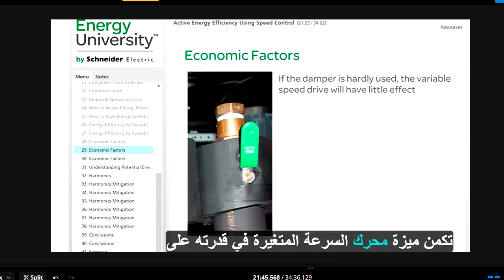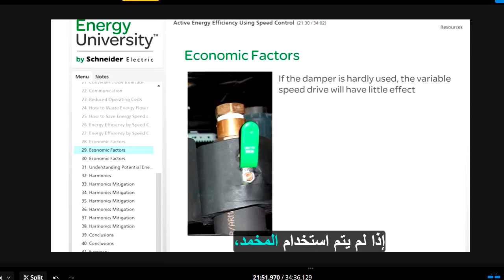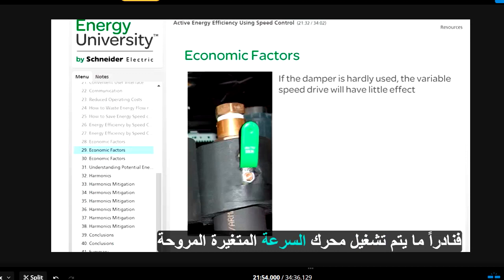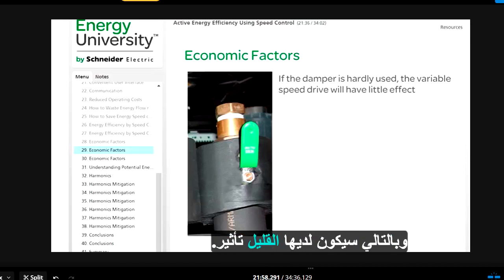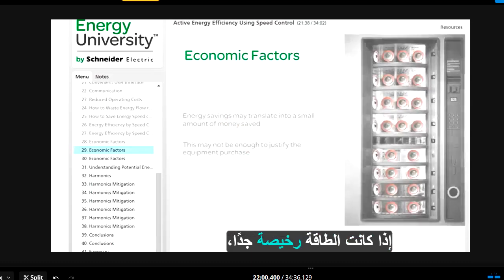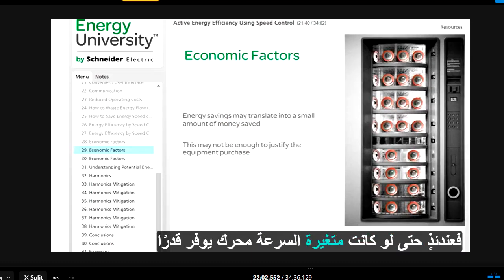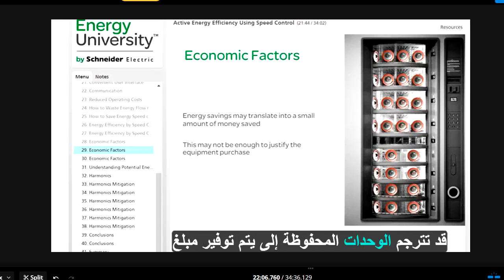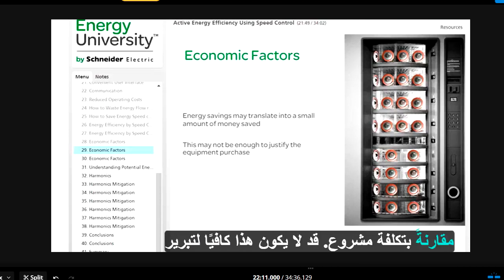A variable speed drive's advantage lies in its ability to operate the motor at a different rate. If the damper is hardly used, the variable speed drive will rarely run the fan or pump at a slower rate and will therefore have little effect. If energy happens to be very cheap, then even if the variable speed drive saves a great deal of energy, the saved units may translate into only a small amount of money saved. Compared to the cost of the project, this may not be enough to justify the purchase.